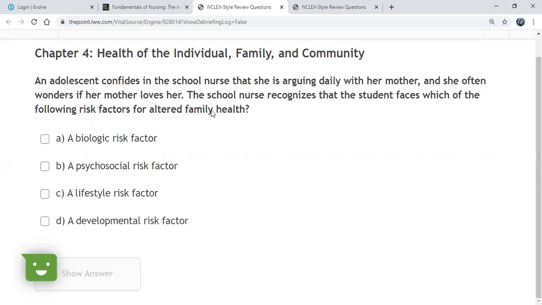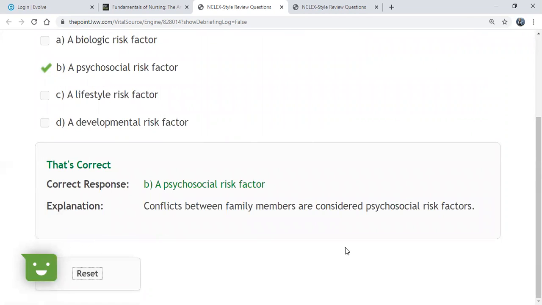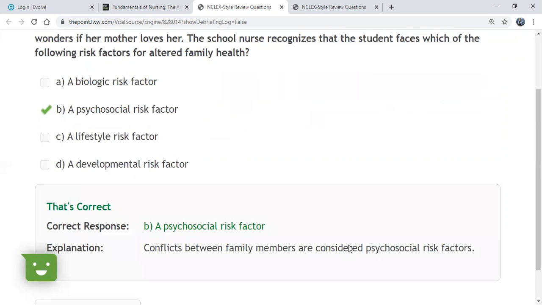B. An adolescent confides in the school nurse that she argues daily with her mother and she often wonders if her mother loves her. The school nurse recognizes that the student faces which of the following risk factors for altered family health? So we said B as in boy. Yes. Okay, good. Conflicts between family members are considered psychosocial.